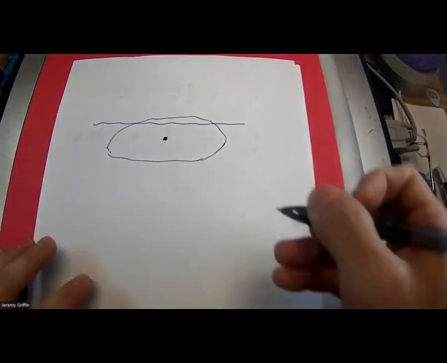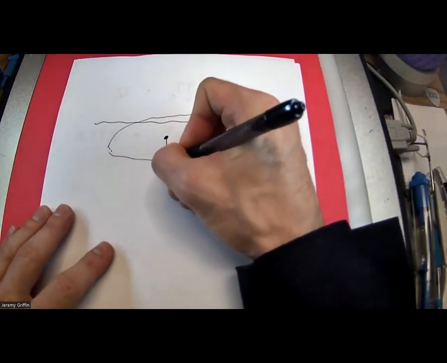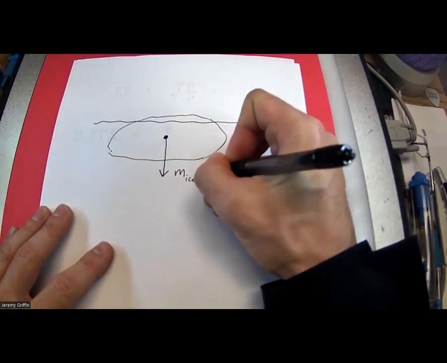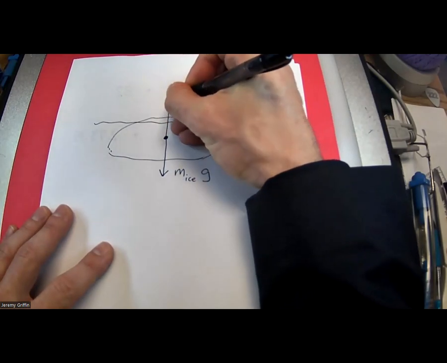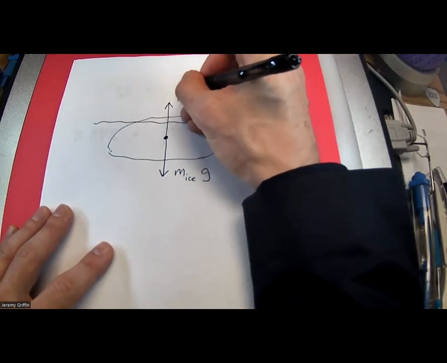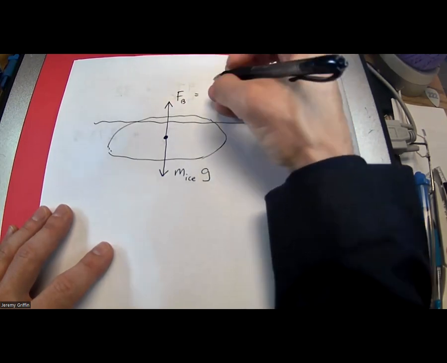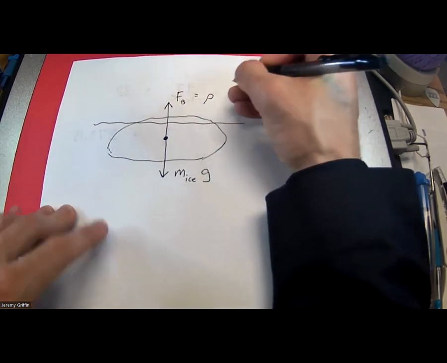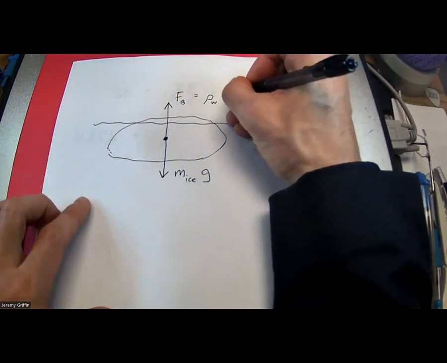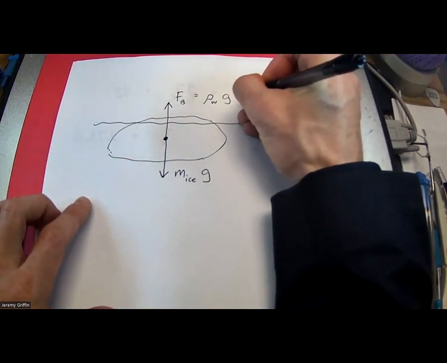So I got this iceberg. I think there's two forces on it. There's its own weight, which is the mass of the iceberg times the gravity field. And there's a buoyant force, which, by Archimedes' principle, is equal to the density, not of the ice, but of the surrounding water, times the gravity field times the volume displaced.